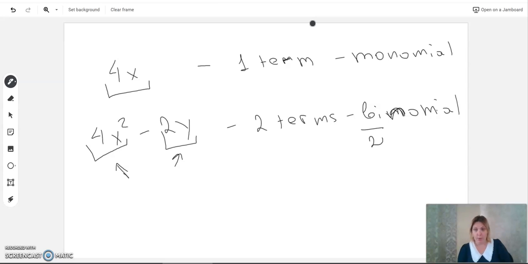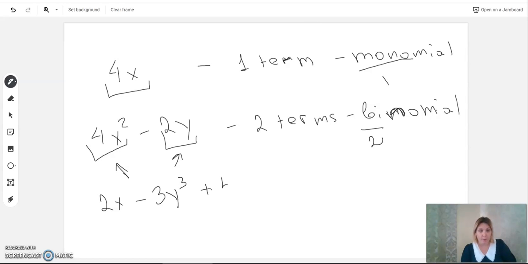Now bi means two and mono means one. Bi is easy to remember because bicycle, right? 2 cycles, 2 wheels, bicycle, right? So two. Well, what about 3 of those? How about this? 2x minus 3y cubed plus 5. Believe it or not, this is a trinomial. Why? Because it has 3 terms. 1, 2, 3. 3 terms, trinomial.